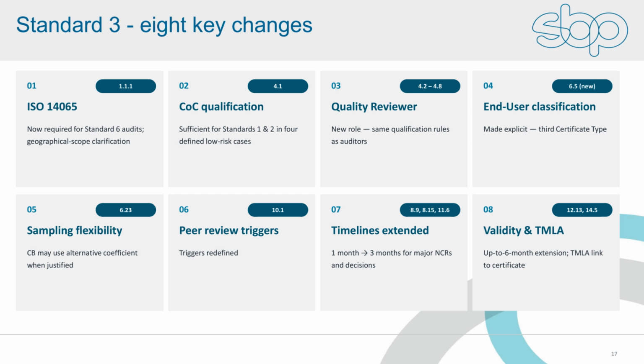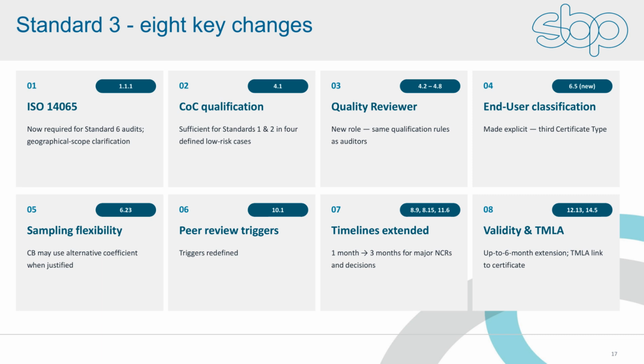These are the 8 changes in Standard 3 worth your attention. 1.1.1 ISO 14065 is now required for Standard 6 audits, and there's a clarification on geographical scope. 4.1 The COC qualification is now sufficient for Standards 1 and 2 in 4 defined low-risk cases. 4.2 to 4.8 A new quality reviewer role with the same qualification rules as auditors. 6.5 End-user classification is now made explicit as a third certificate type.